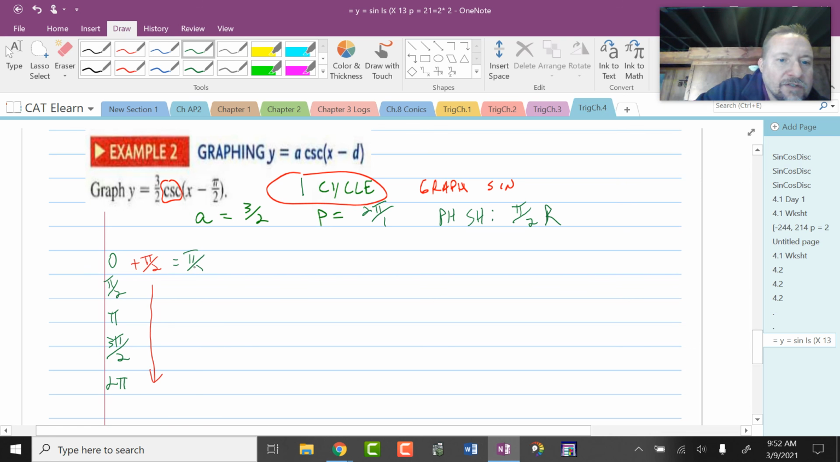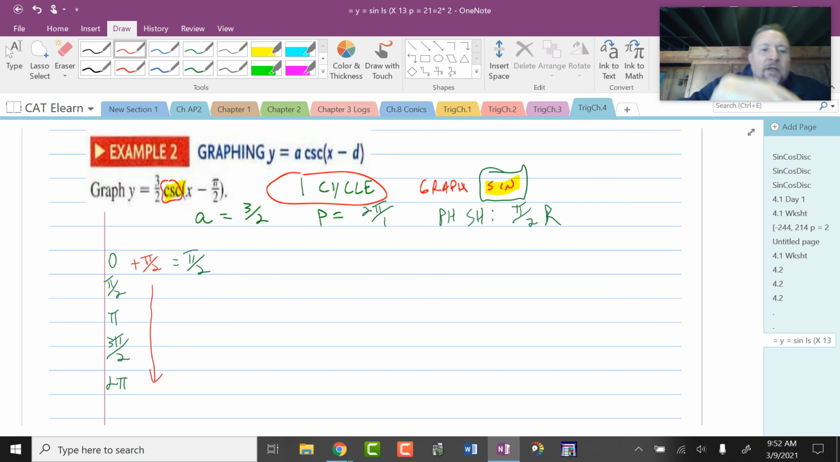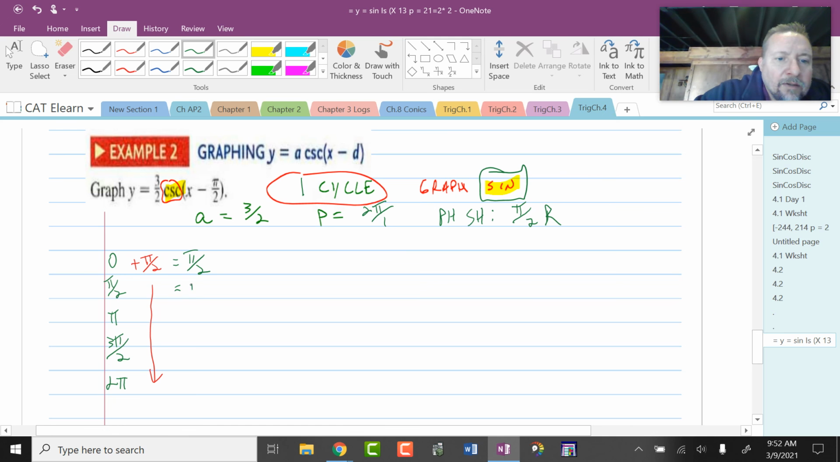So I'm actually going to start the sine curve, because sine's related to cosecant by flipping, at pi over 2. And then what's pi over 2 plus pi over 2? Pi. And then, okay, oh, I see this. These all, this is 1/4 of the period. So these just all get shifted, and it's going to be these. Or I could see the pattern.